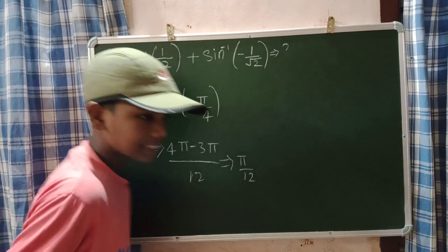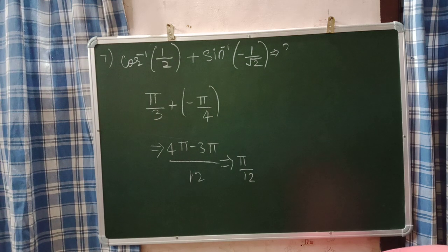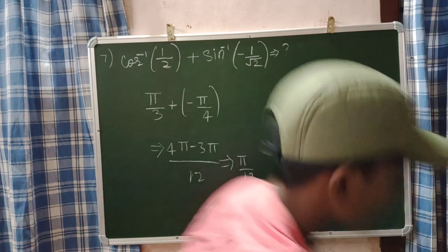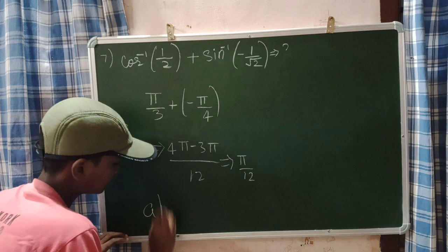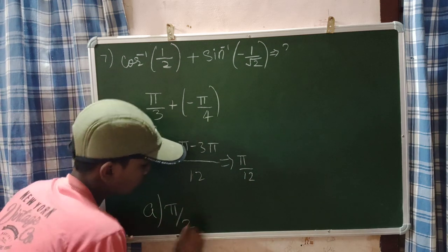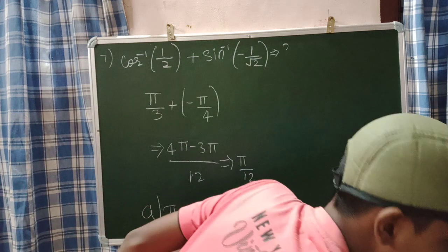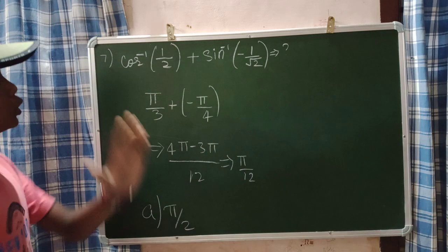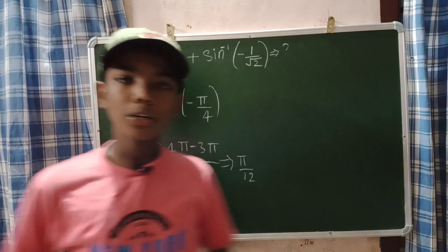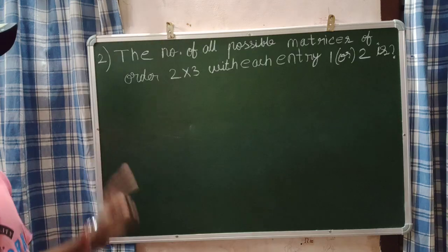So the option is, I will see the option. So the correct option which matches is A, guys. So A, pi by 12, is the correct answer for this 7th question of your Section A. Correct, guys? Yes, that is A. So that's all about this question. Let us move on to our next question.